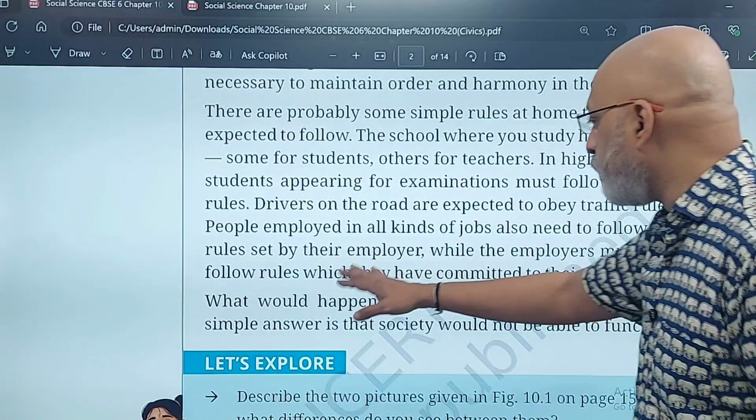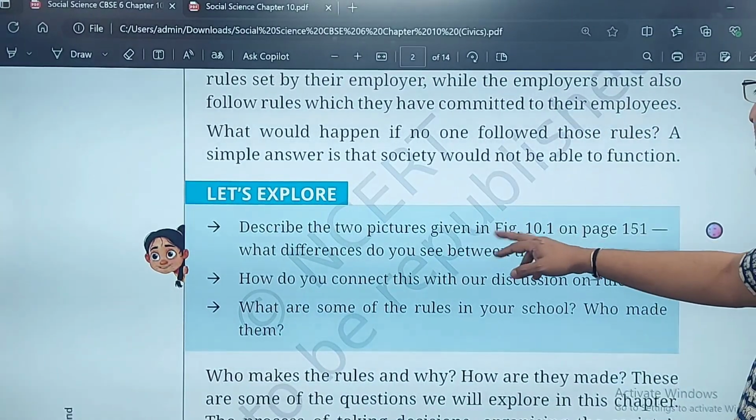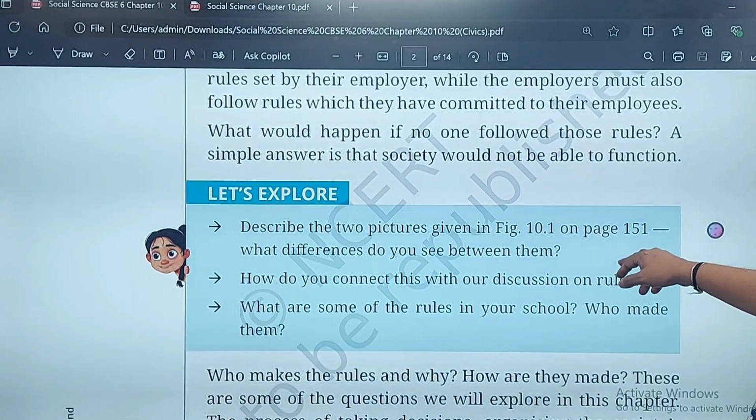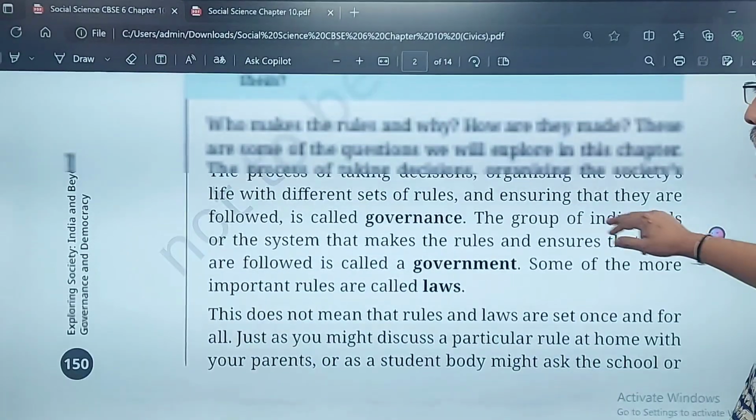The employers must also follow rules which they have committed to their employees. Now, describe the two pictures given in figure 10.1 on page 151. Which one is this? Okay, it is on the next page.